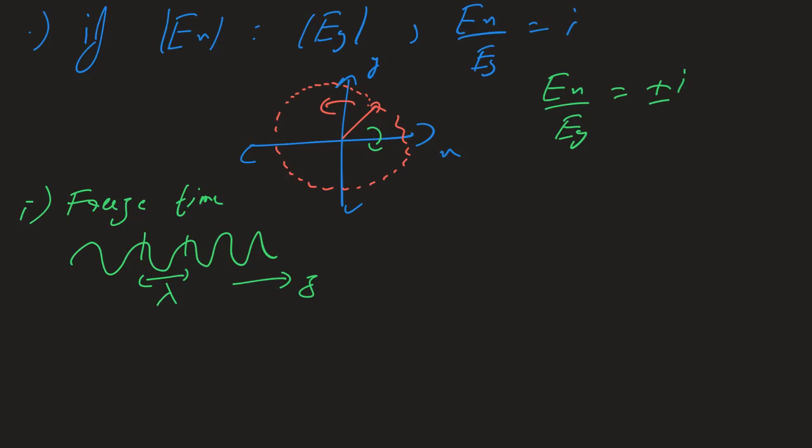So the E field would rotate by 2 pi, and so on and so forth, in every lambda. Of course, it's rotating in the XY plane.